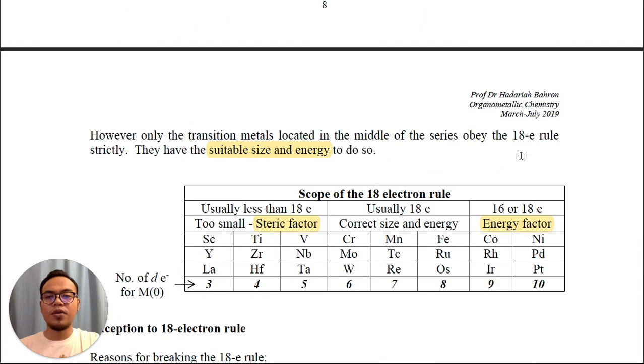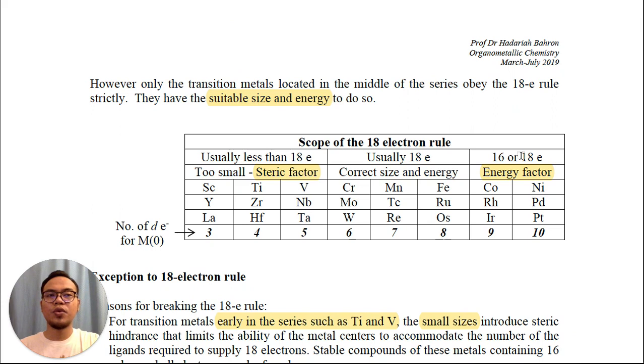Now today we are going to learn that, even though to be a stable metal complex the metal should have 18 electrons in the valence shell, that is not always the case. There is always an exception to this general rule. So we want to know why we could have such exceptions.